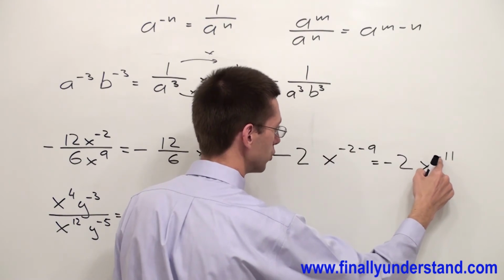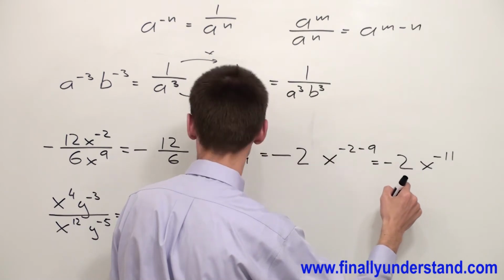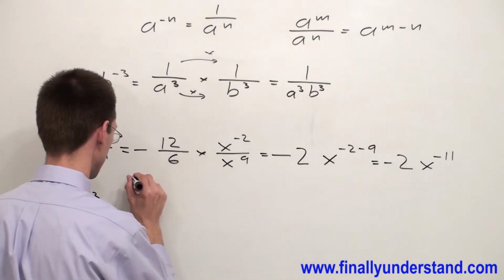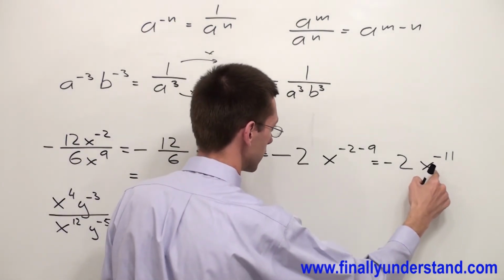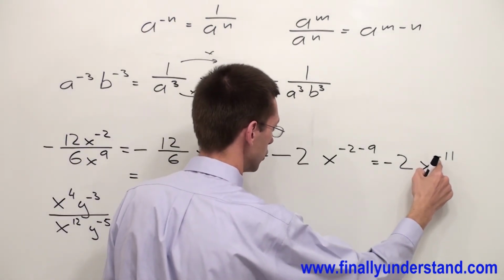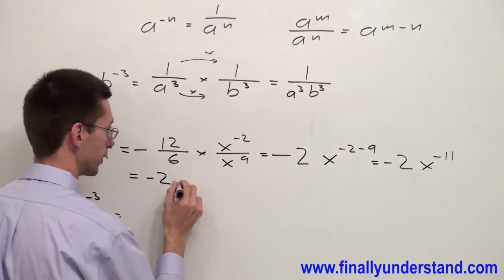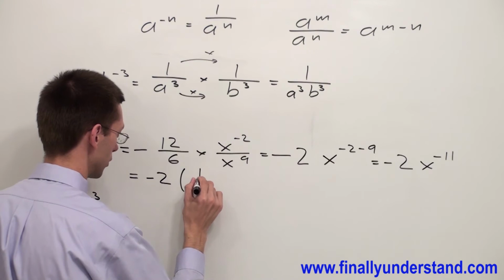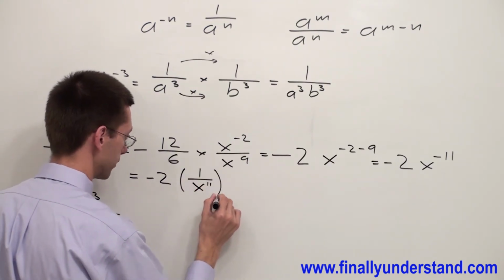Okay, now please notice that we have a negative sign next to the exponent. We prefer to have a positive sign next to the exponent. So what am I supposed to do next? I simply find the reciprocal of x and change the negative sign to positive. That's why I'm going to have minus 2 times the reciprocal, 1 over x to 11.